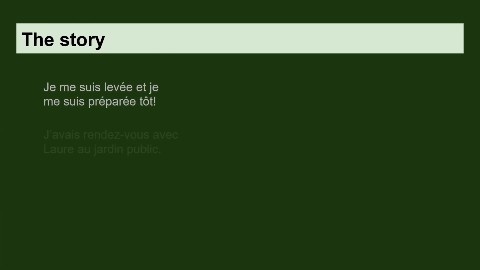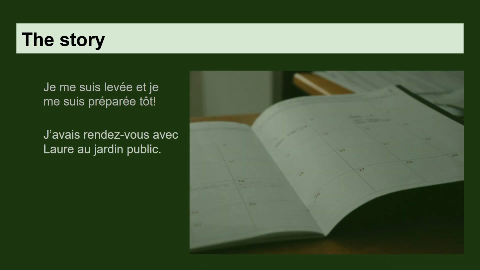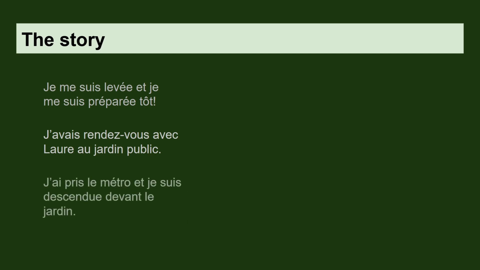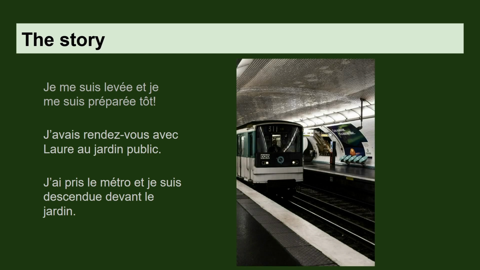Continuing the story along, j'avais rendez-vous avec Laure au jardin public. Okay, notice I'm using the imperfect there. We'll talk about that in a minute. J'ai pris le métro, je suis descendu devant le jardin. All right, so why did I use the passé composé here? Why did I use the imperfect there? And why did I use the passé composé there?